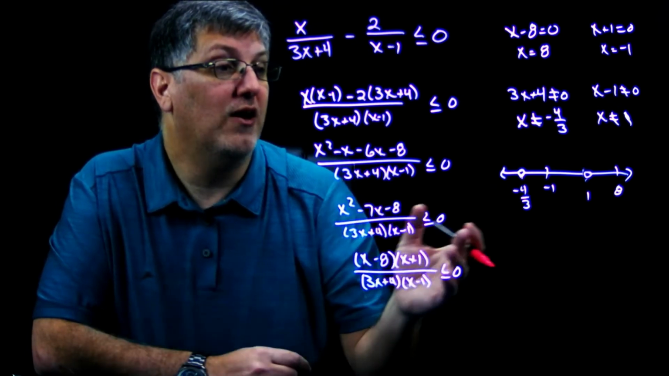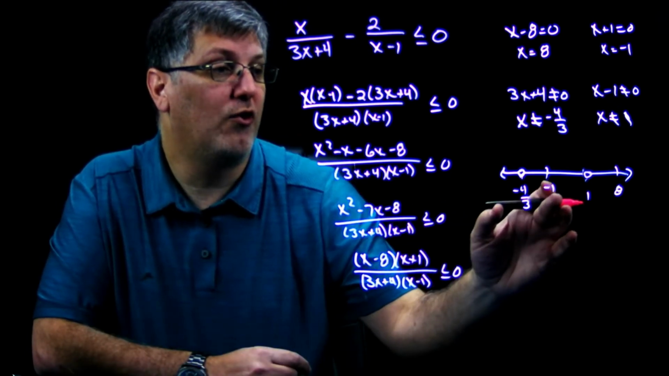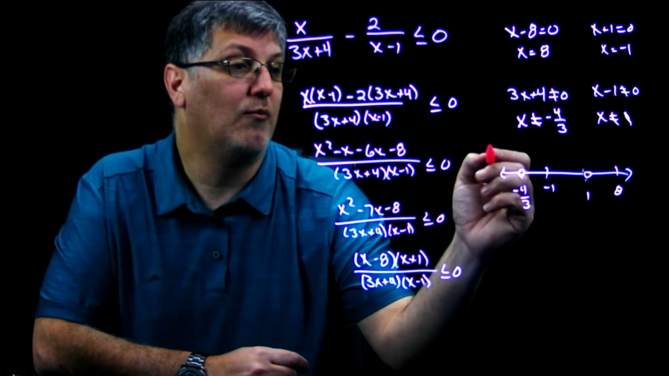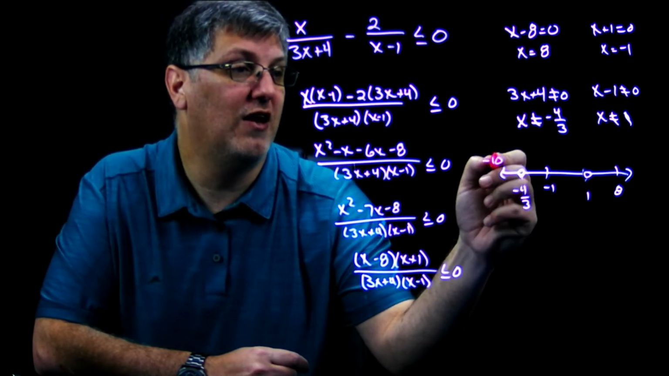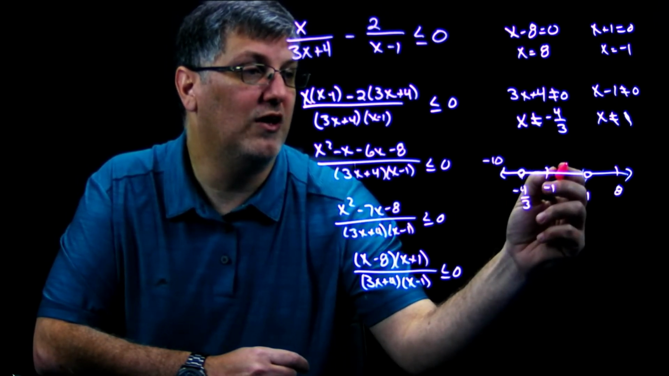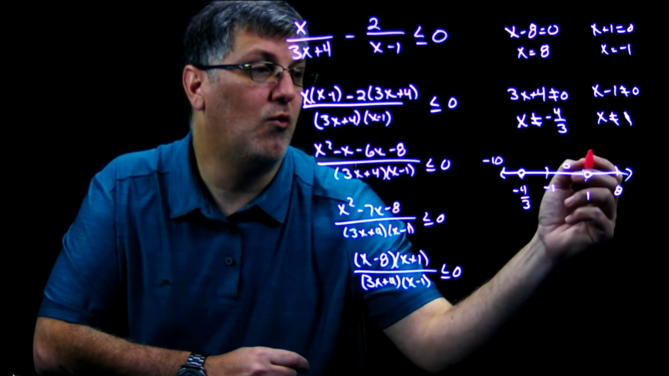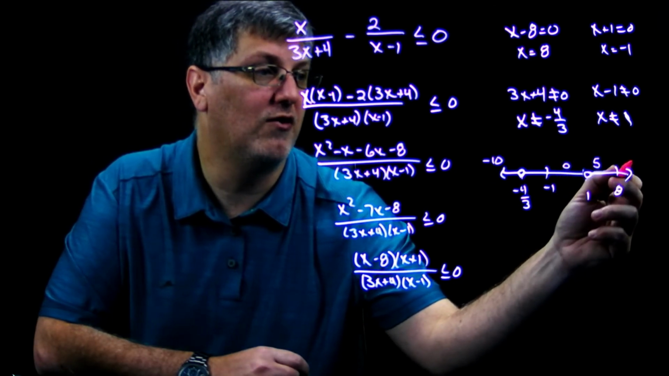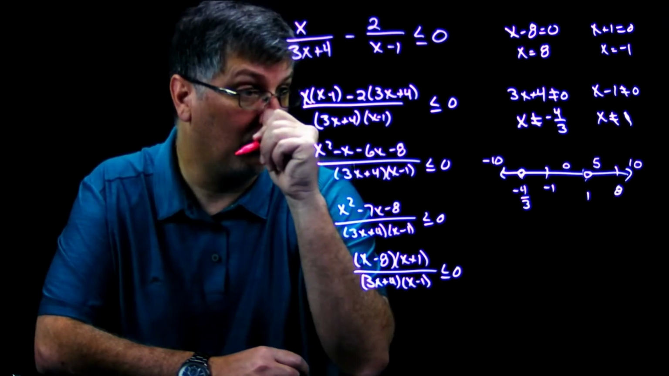All right, from here, I've got my critical values of negative 4/3, negative 1, 1, and 8. I want to pick numbers to test. I'm going to test, let's say, negative 10. I'm going to come back to this one. The number between negative 1 and 1 is 0. Between 1 and 8, let's pick 5. That's easy enough to do math with. A number bigger than 8, let's do 10. That's easy to do math with.